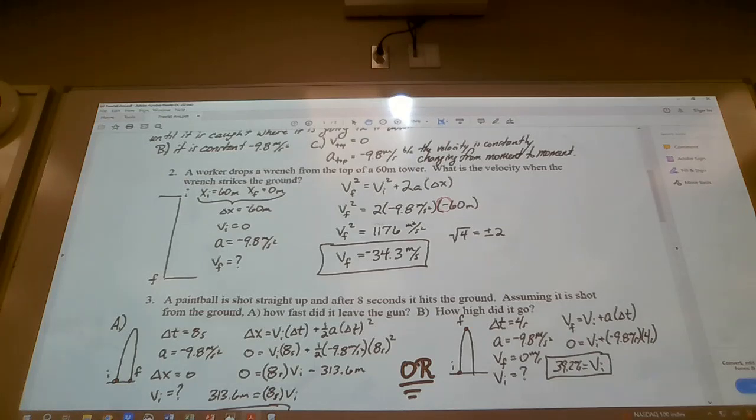Big picture statement right here. If I give you a value for a vector, so something that has magnitude and direction, and I give you the magnitude, you must assign a positive or negative sign to that. Positive, I didn't really harp on that. But if negative, you don't include the negative, you're toast. That's the thing. Okay?